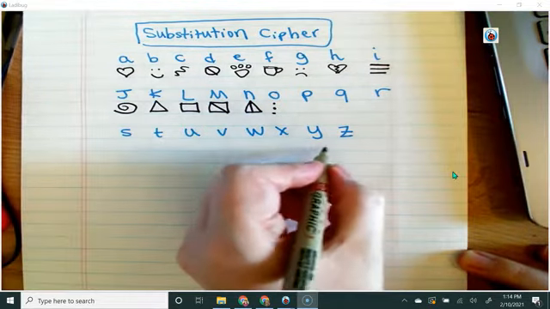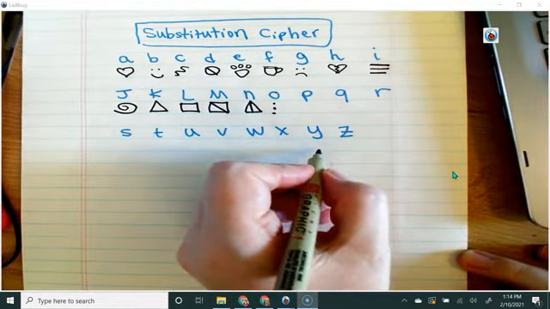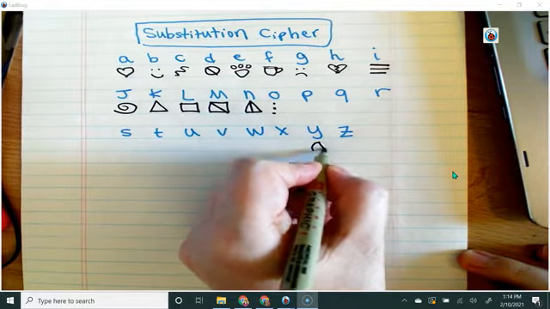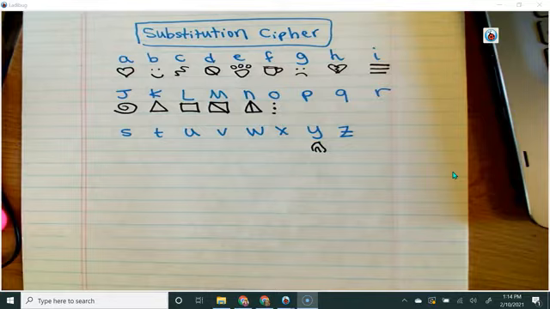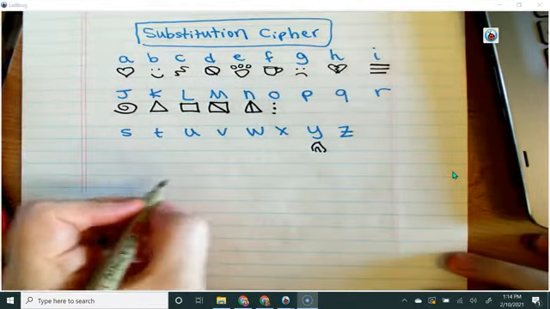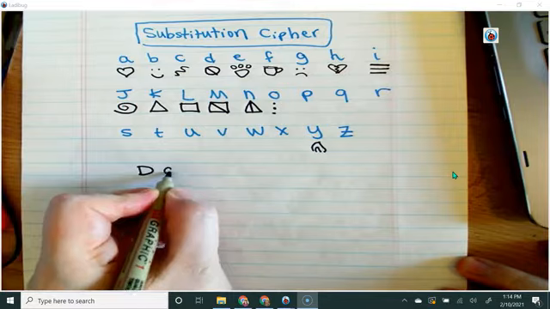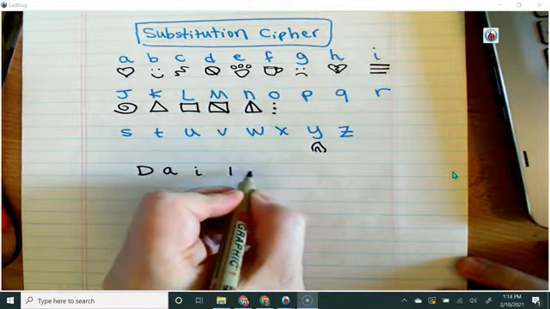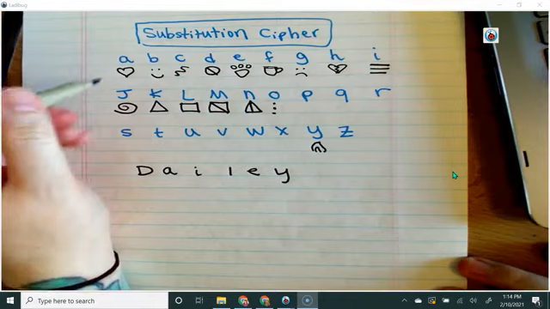I'm going to go ahead and make the Y, because in my name I'm going to need a Y. Maybe I'll have a little kitty ear in there. Okay, so if we were going to write with our code, and I'm going to write my name, I would want to have my last name. I would have D-A-I-L-E-Y. And then I would look up and substitute those letters for what the symbols are.